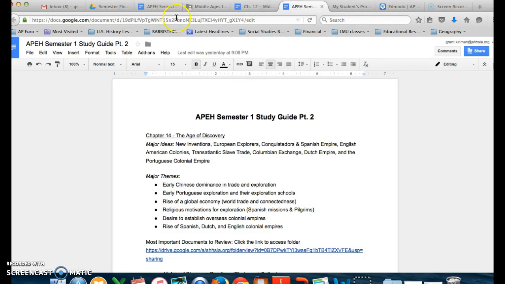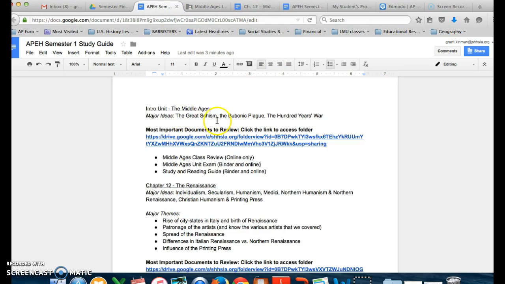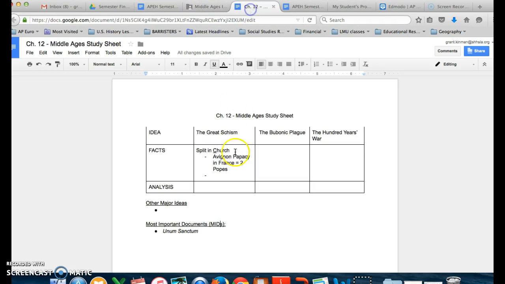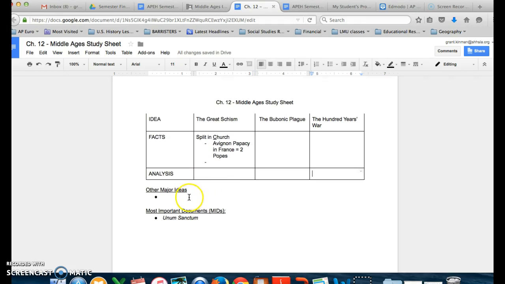In your study guide, you got these three big, major ideas: the Great Schism, the Bubonic Plague, the Hundred Years' War. What I want you to do is copy those and then make them into a chart like this. So I took my three major ideas and I made them three headings. Within those three headings, I'm going to look for facts as I'm studying about them, and then I'm also going to analyze. I'll walk you through that. And then as I go, I want to add other ideas that are big deals but weren't included here. For instance, feudalism, that'd be a big idea.